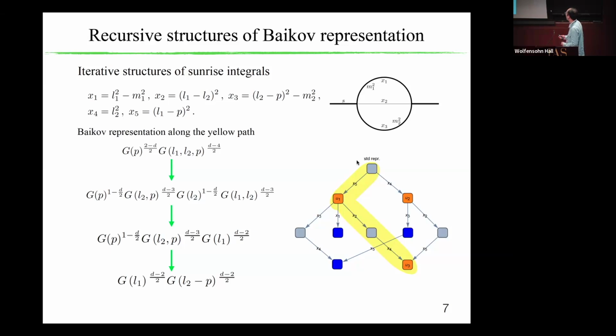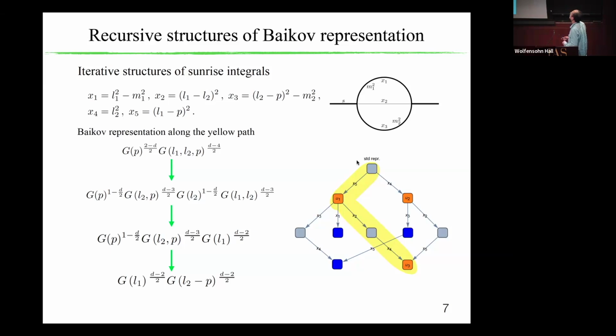Let's first look at the standard representation. It is just a Gram determinant of all of the momenta, including the loop momenta and the external momentum. And this U1 is the top sector, and it just has the propagators 1, 2, 3. And with this, okay, let's see.